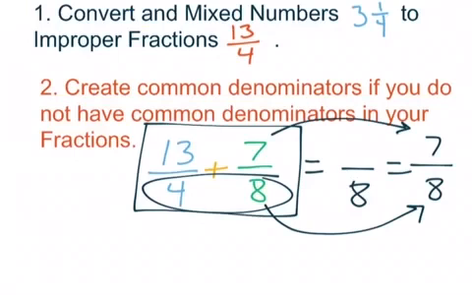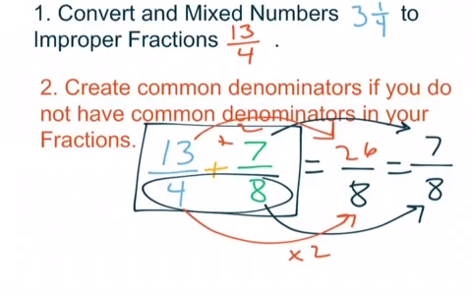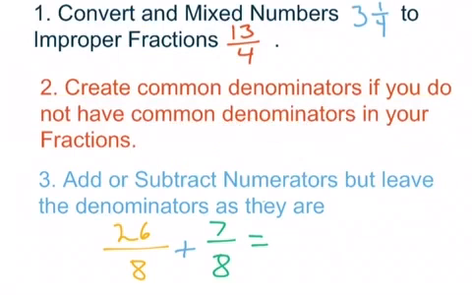If it changes, like the 4 goes into 8 two times, I would do the same thing at the top, times 2, and 13 times 2 is 26. Now I have common denominators. Now I can start working on these, and I put equals, but this is actually a plus sign right here.